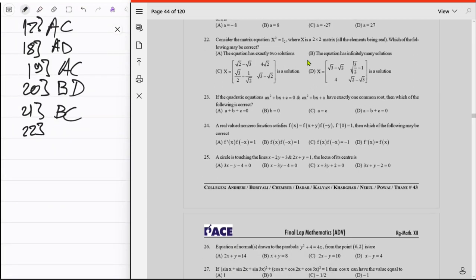Consider a matrix equation X squared equal to identity, where X is a 2 by 2 matrix, all elements being real. So the following may be correct: the equation has exactly 2 solutions. The equation has... Matrix equation, X is a 2 by 2 matrix, all elements are real. So the following may be correct.